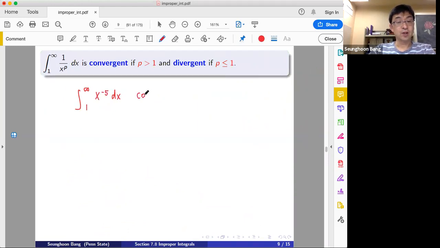The question is convergence or divergence. What's your answer? Convergence or divergence? What do you think? So this improper integral is convergence or divergence. Could you write your answer on the chatting board? Convergence?